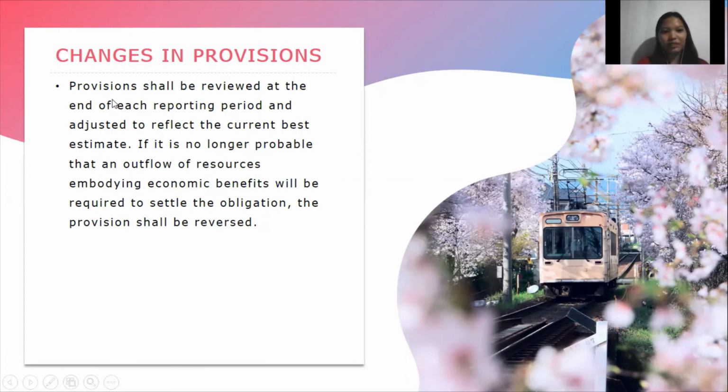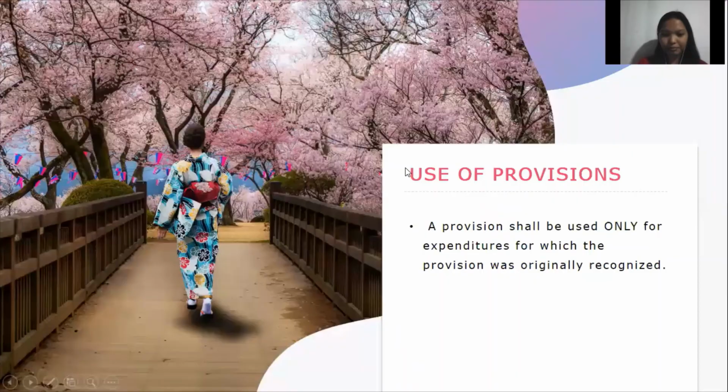Review of those provisions is required in each reporting period. So next is use of provisions. A provision shall only be used for expenditures for which the provision was originally recognized. So ayon sa paragraph 62 ng PAS 37, only expenditures that relate to the original provision are set against it. Setting expenditures against a provision that was originally recognized for another purpose would conceal the impact of two events.